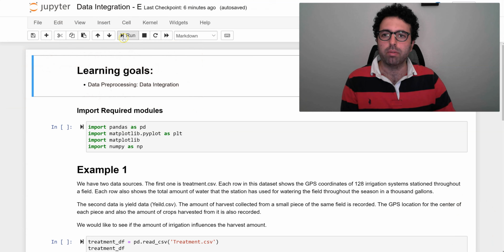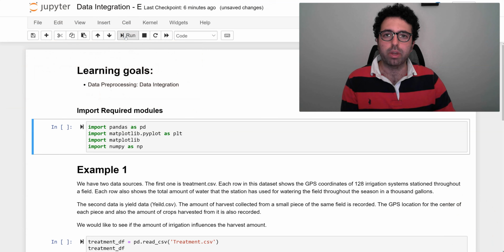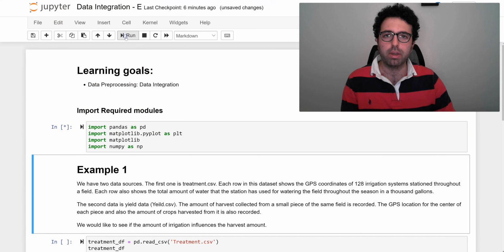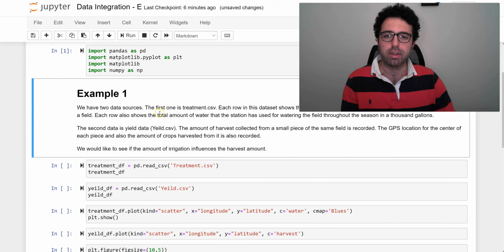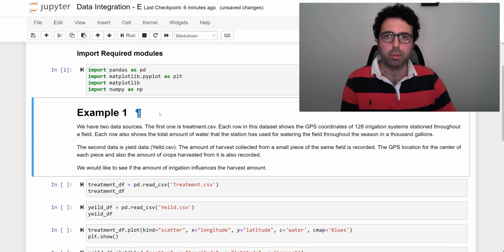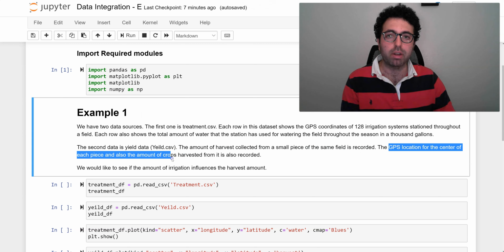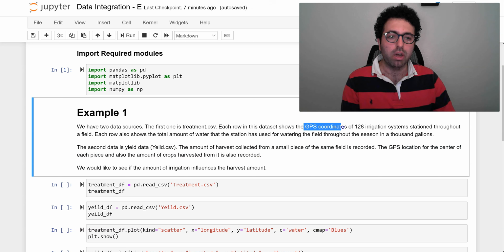All right, so first thing we will do, we import the modules we're going to be using. And of course, like I said, this is going to be the example we're going to be working with. We have two data sets. We have yield.csv, which basically shows the GPS location of the center of each piece and also the amount of crops harvested. And also the GPS location of 128 irrigation systems stationed throughout the field and the amount of water that they get. So we have these two data sets.